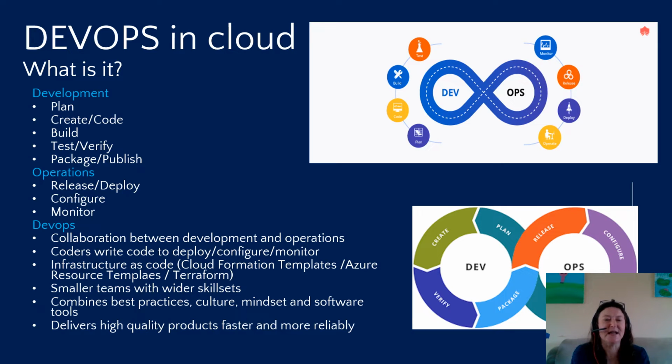So DevOps is kind of a combination of these two. It's collaboration between development and operations. And nowadays, coders are often expected to know dev and ops. Coders who write the code don't just write the code, but they write the code to deploy, to configure, and to monitor the system as well. So there's an expansion of the requirements of coders, there's an expansion of their skill sets required, and so on.